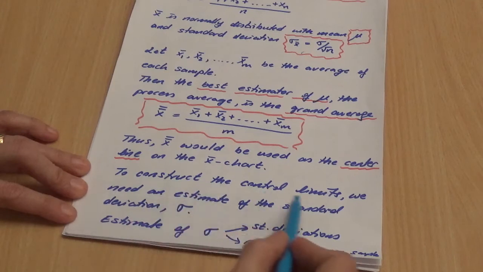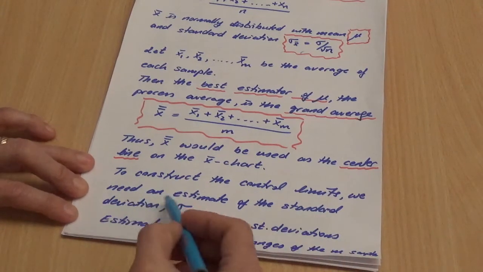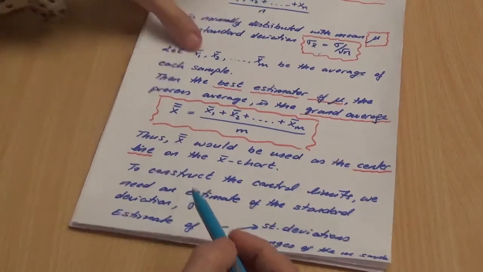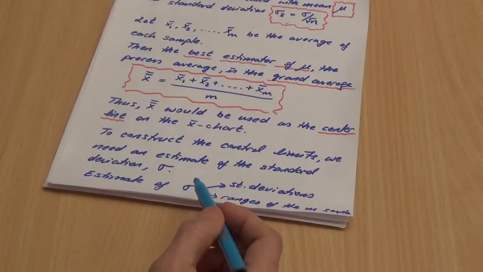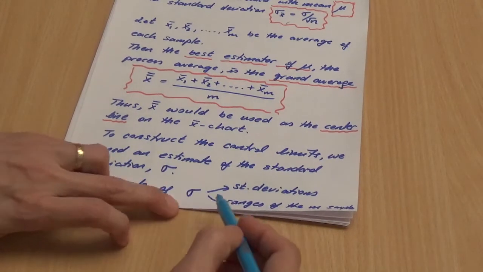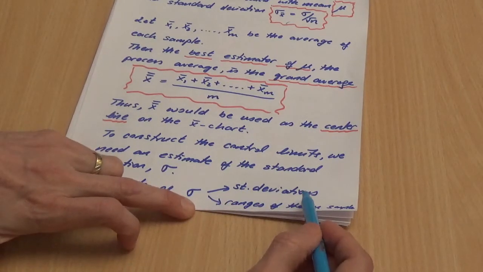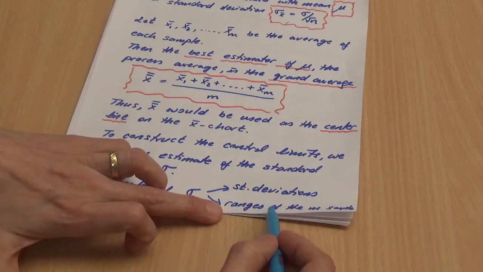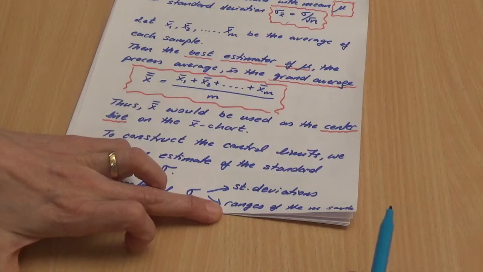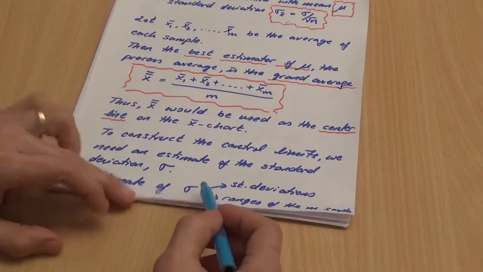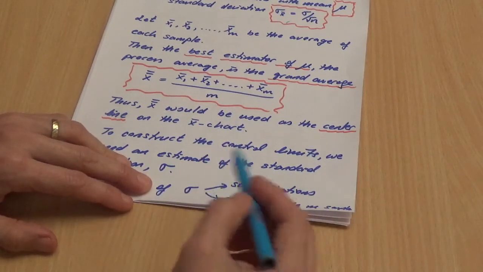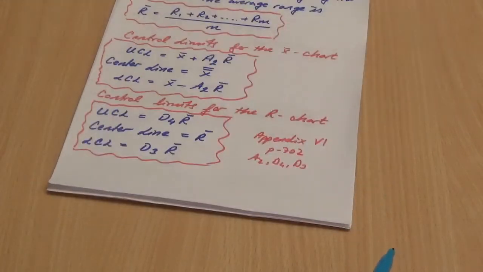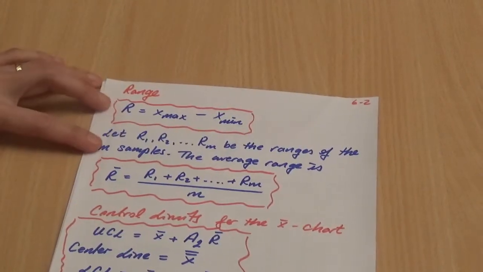To construct the control limits, we need an estimate of the standard deviation sigma. Estimate of standard deviation sigma can be found by standard deviations of the samples or from the ranges of the m samples. So there are two ways. One is standard deviation of the samples and the other is range of the samples.